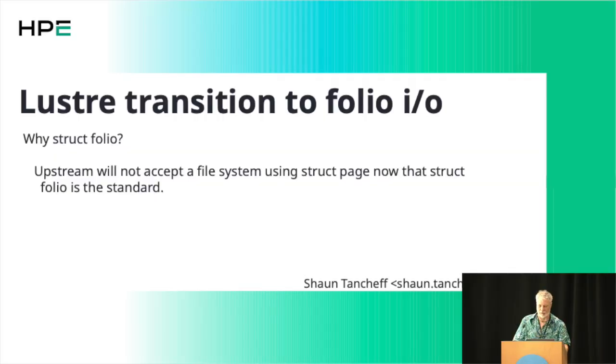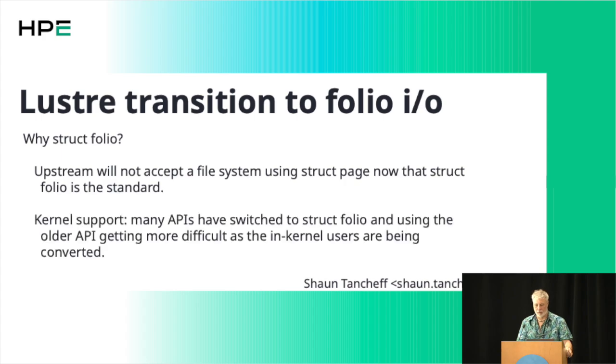There we are. So we'll just talk a little bit about Lustre transitioning to folio-based I/O from struct page. So why are we doing folio? Well, upstream won't accept us if we don't do it. So that's the first reason, now that folio is the standard. And the second reason is kernel support. Many of the APIs have switched to struct folio, and as more file systems get converted, it becomes more and more difficult to do the kernel support just because the APIs keep going away, and it's harder to get pages.